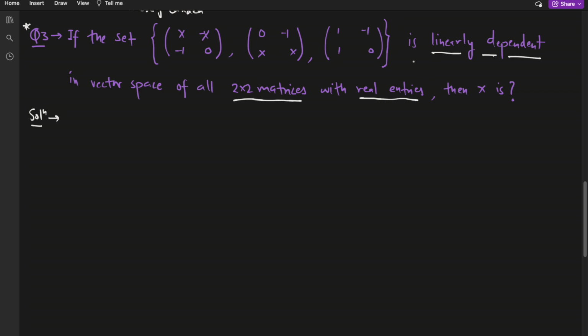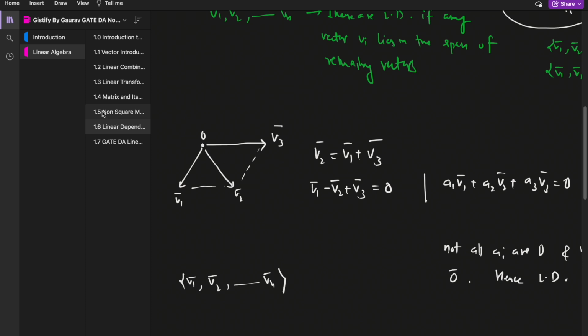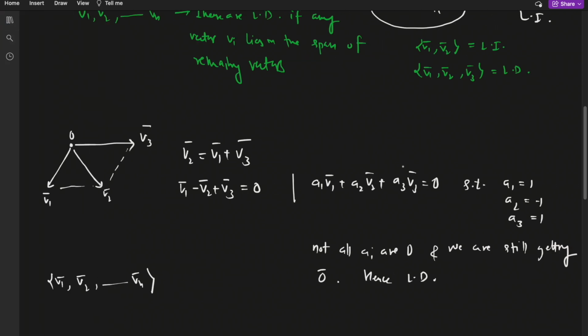So it is given that this is a set of vectors from the space of 2 cross 2 matrices, and these vectors are linearly dependent. If they are linearly dependent, then find x. A very typical question. If you have seen my previous lecture, I taught that these three vectors are dependent if a1 v1 plus a2 v2 plus a3 v3 is 0, such that at least one of them is non-zero.